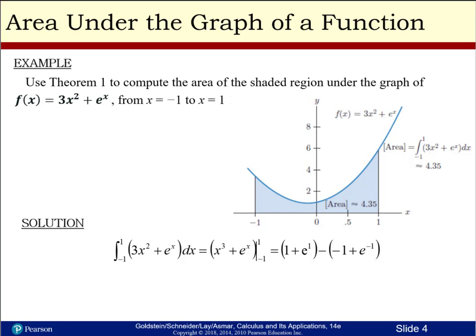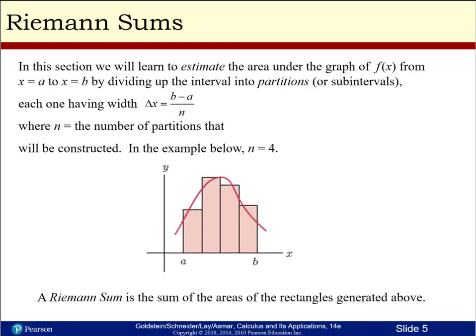We're going to find the antiderivative of that, which would be x cubed plus e to the x, and then we'll substitute in the 1 and subtract off our substitution of -1. With that, our exact answer would be 2 plus (e minus 1) all over e, which approximates to 4.35. So that's the approximate area.